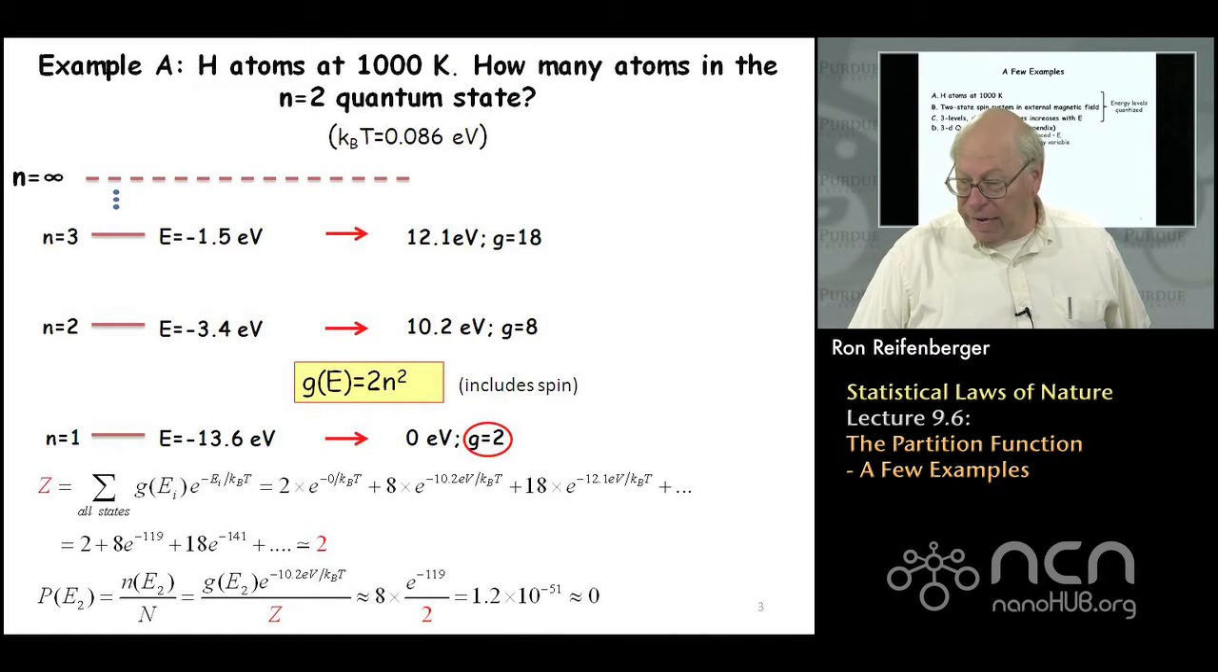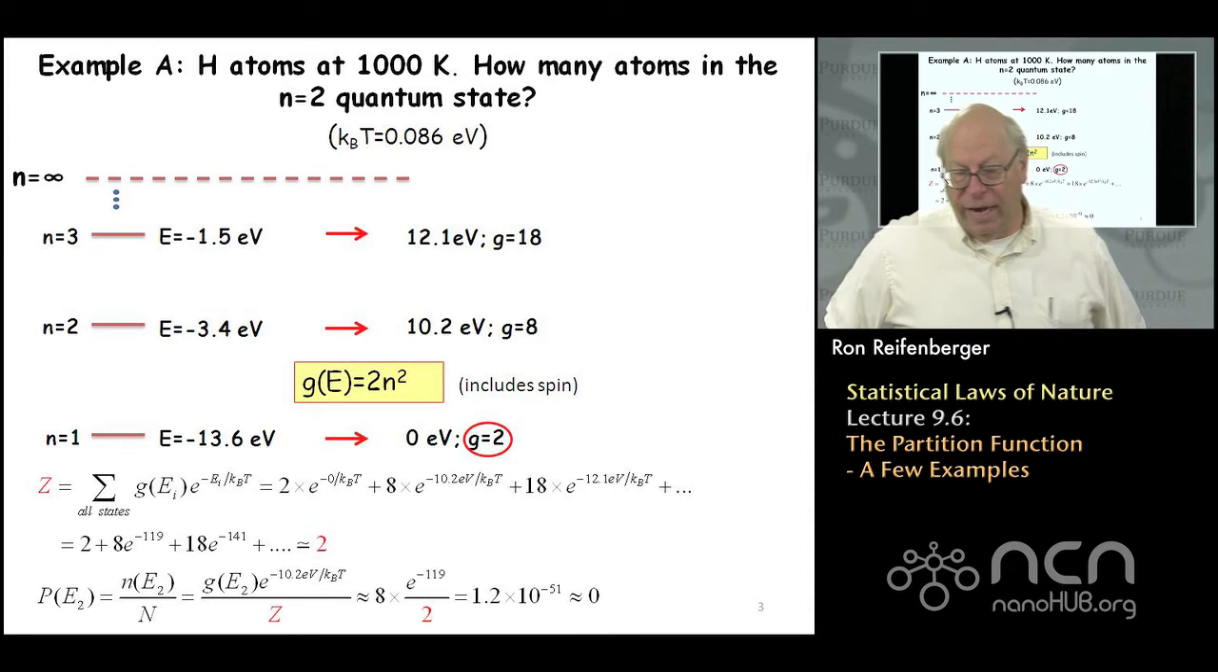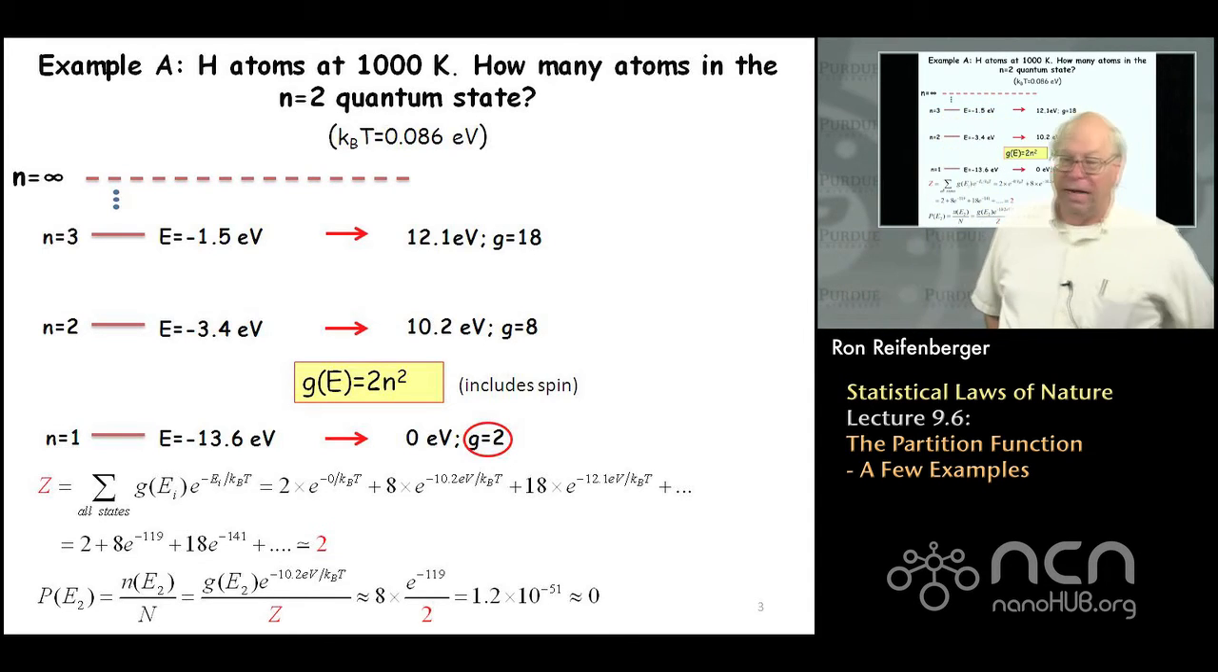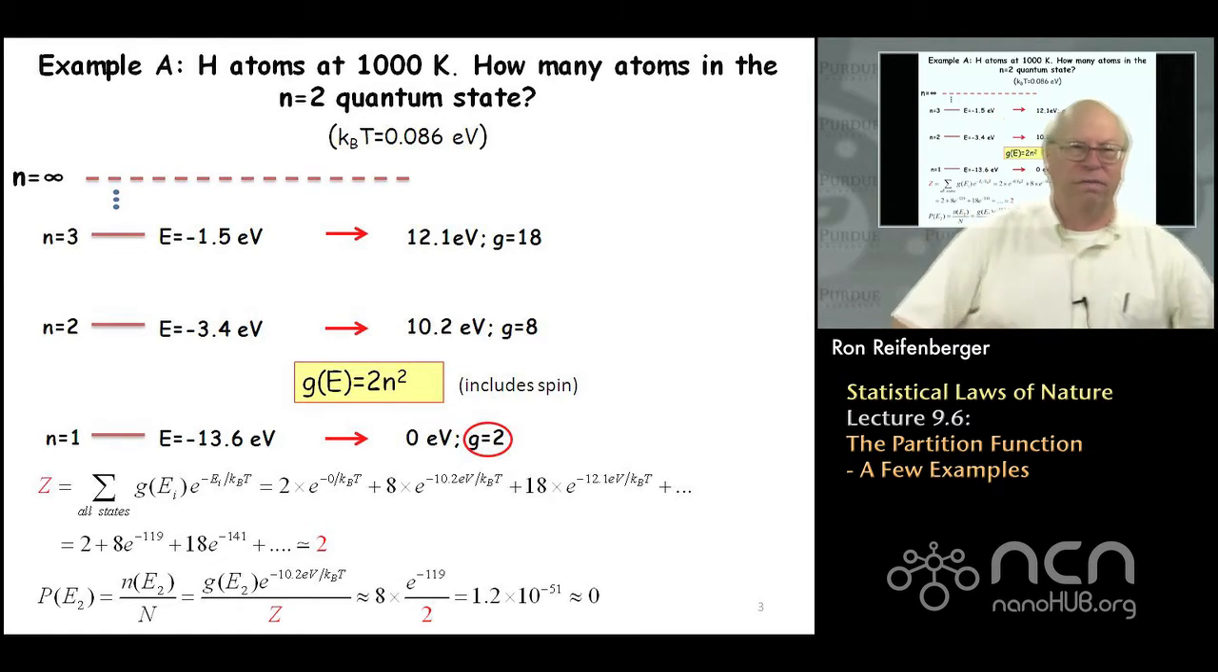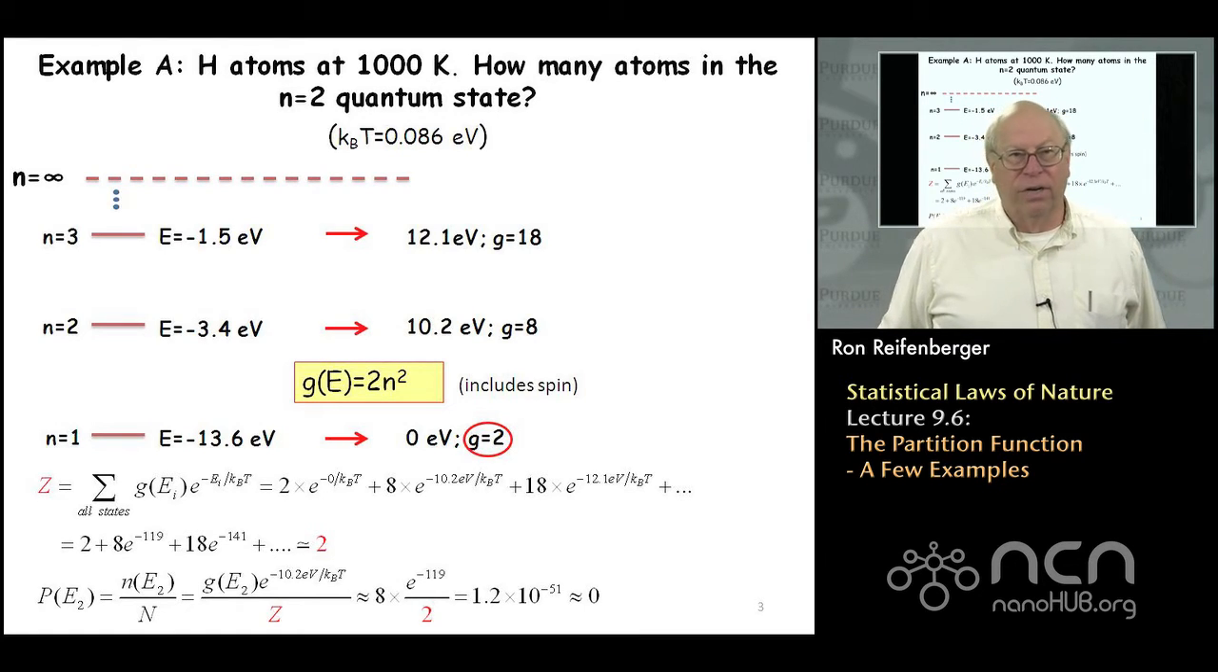So let's begin with the hydrogen atom at 1000 Kelvin. The premise here is we've got a collection of hydrogen atoms. They're in thermal equilibrium at 1000 Kelvin. And the question is simply how many atoms are in the n equals 2 quantum state.